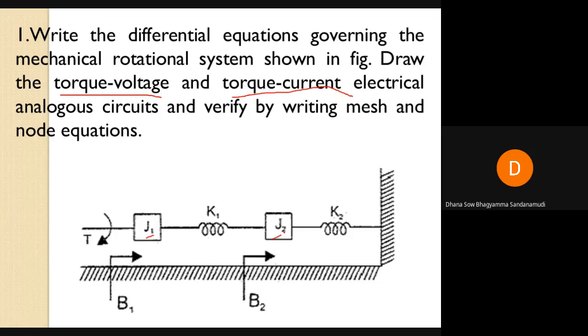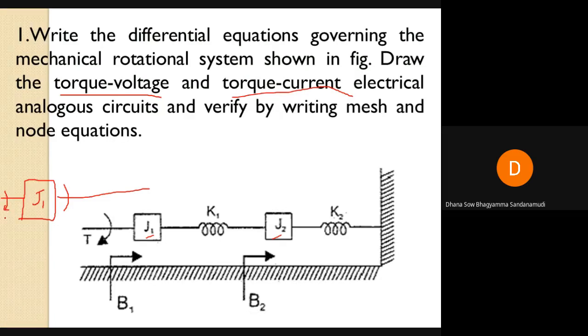So 2 nodes are there. Let us draw the free body diagram at each node. At node 1, that is J1. At J1, is there any applied torque? There is applied torque. So I can consider both sides.